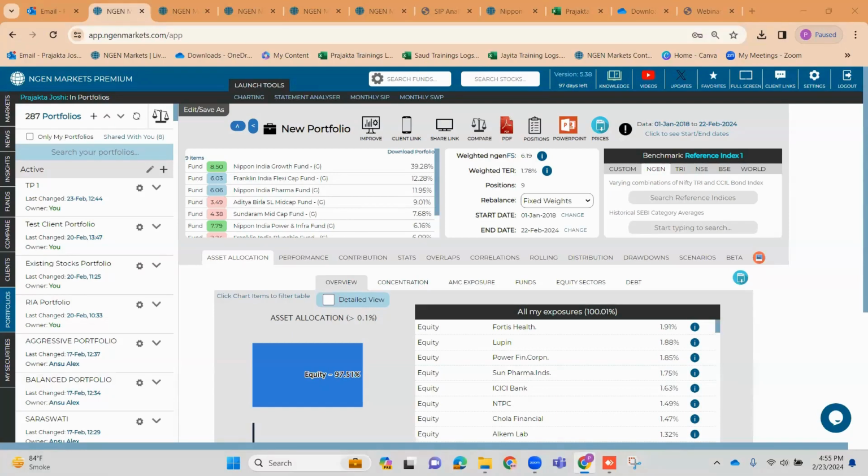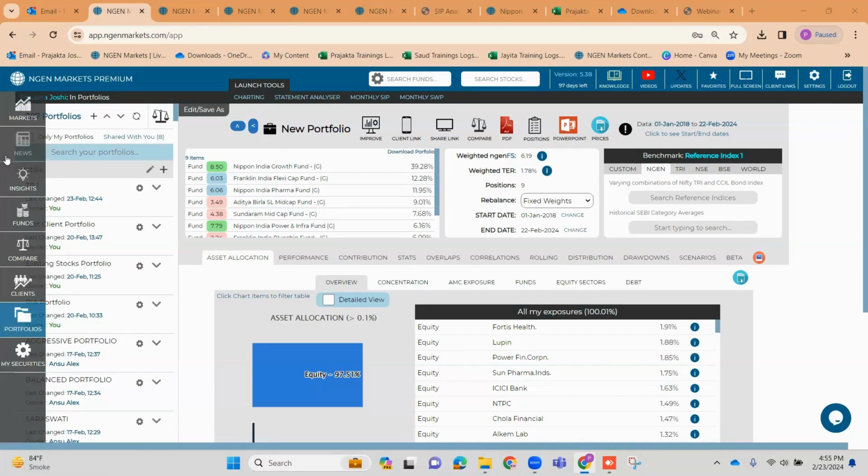Perfect, perfect. Prajakta, hi, this is Vikas. Am I audible? Yes, yes. Please go ahead. My question pertains to the international funds review. Can you please run through the same ones? Okay. So by international funds, do you mean FOFs overseas? Yeah, global. Yeah, yeah. Okay.